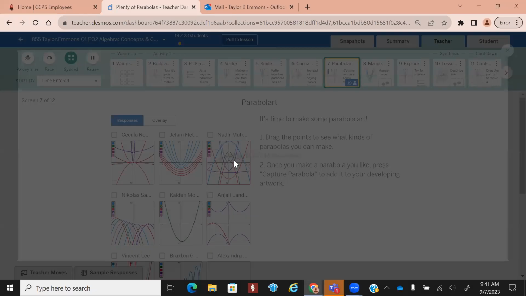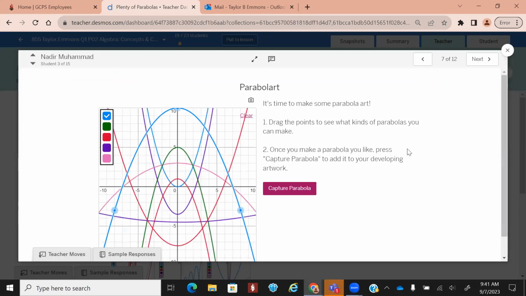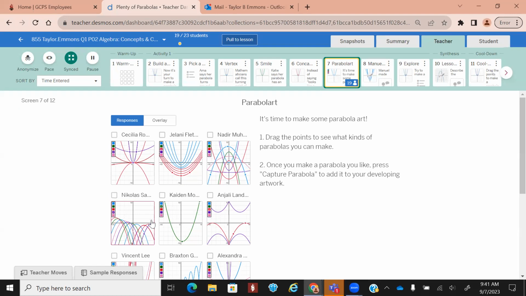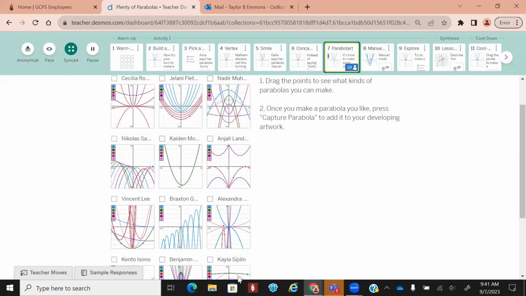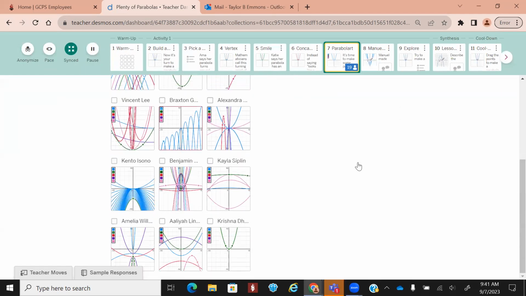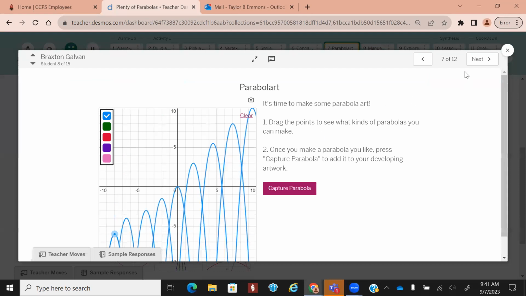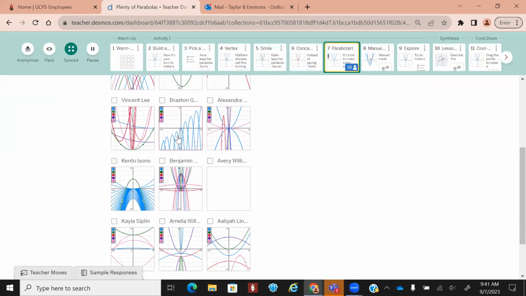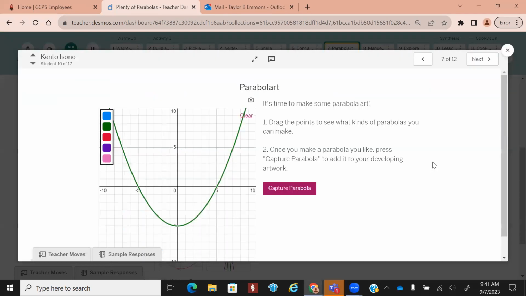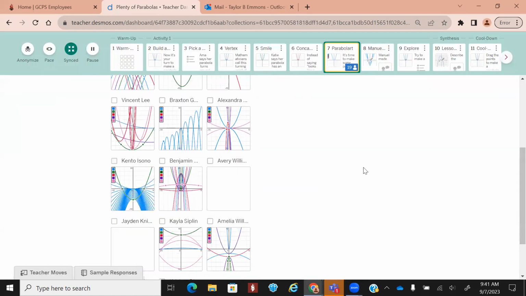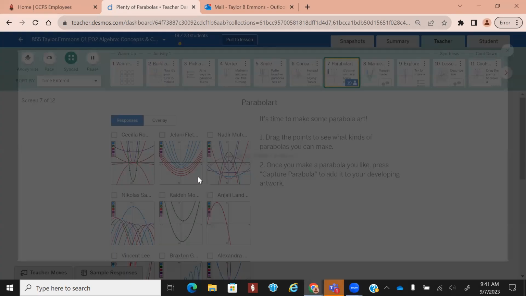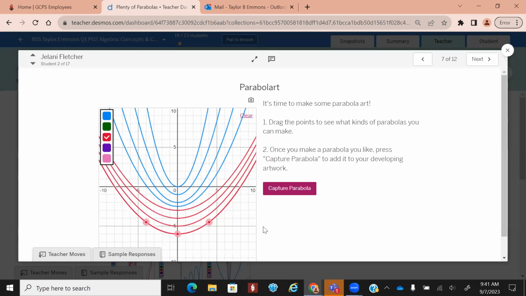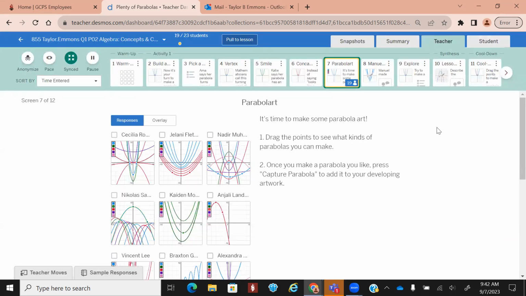Hey, look at this real quick. Boom. Look at it. Nico did something like this. Oh, look at Braxton's. Boom. It looks like a Wi-Fi thing. Oh, look at this one. Oh, y'all are pretty creative. It kind of looks like a smiley face, but it's got like a face kind of to it. I like it.